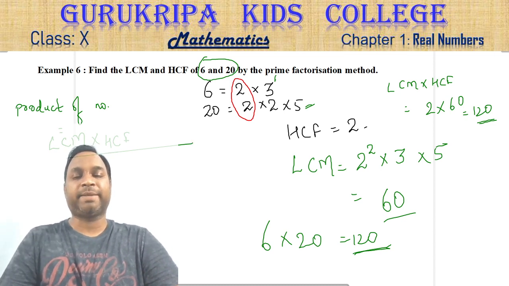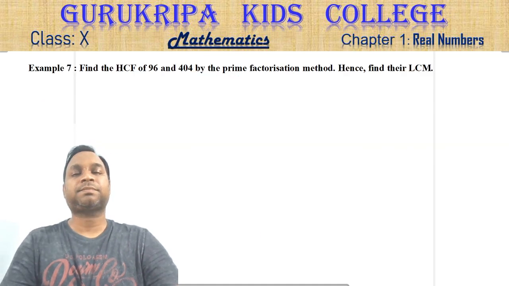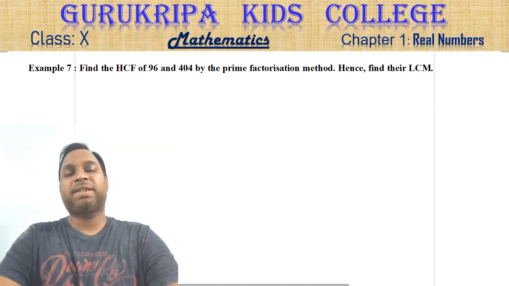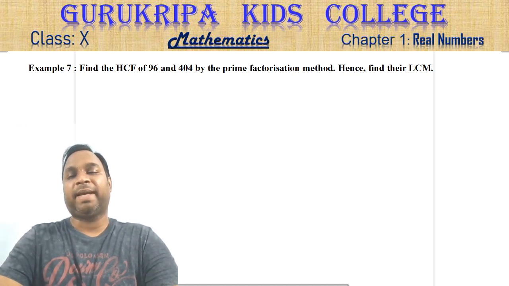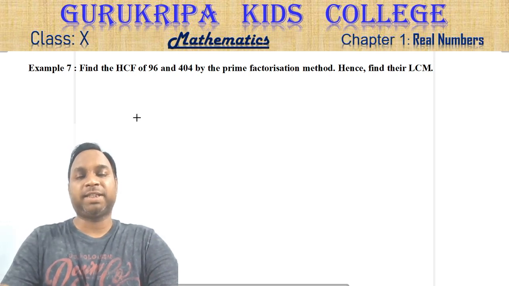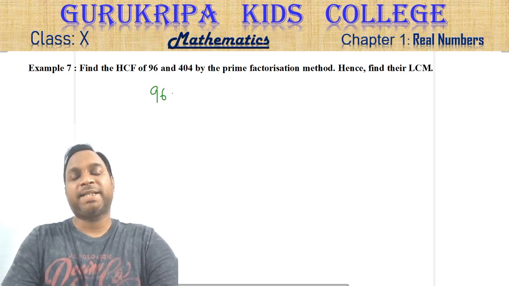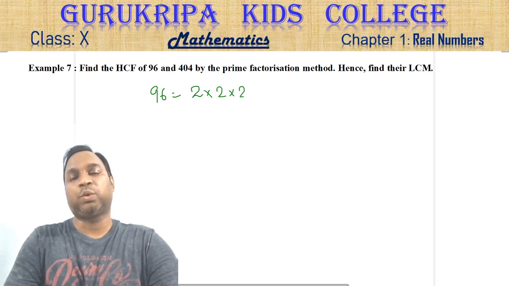Let's move to the next example. Find the HCF of 96 and 404 by prime factorization method, and hence find their LCM. That's a very simple example, I'll just quickly do it. 96 can be written as 2 into 48, 48 is 2 into 24, into 2 into 12, into 2 into 6, into 2 into 3. So that is 1, 2, 3, 4, 5. 2 to the power 5 into 3.